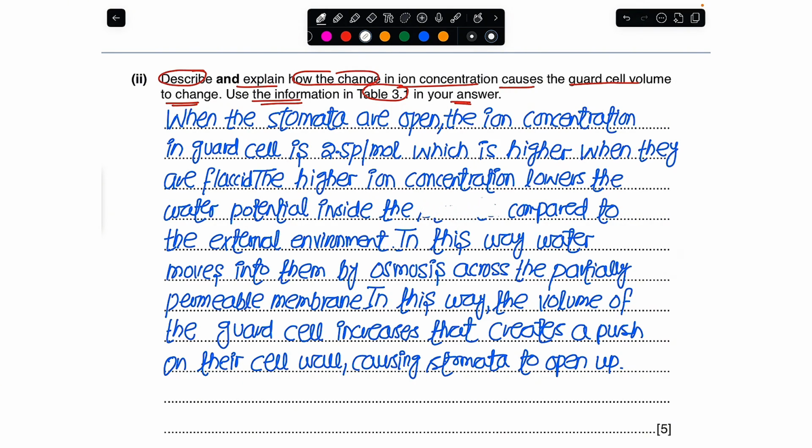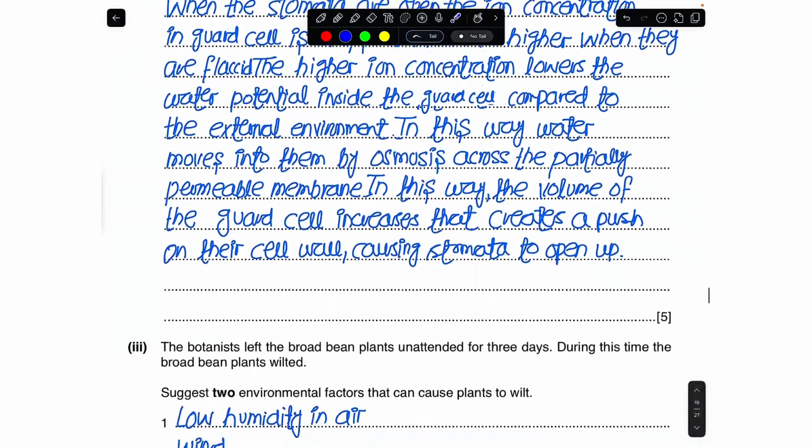When the ion concentration has increased on the inside of the guard cell, for sure this would lower the water potential inside the guard cells comparative to their external environment. And in this way, the water would move into them by osmosis across a partially permeable membrane. And when the volume of the guard cells increases, this creates a push on their cell wall, and by that the guard cells would become turgid and the stomata would be compelled to open up. So this is how you would score a total of 5 marks for this.